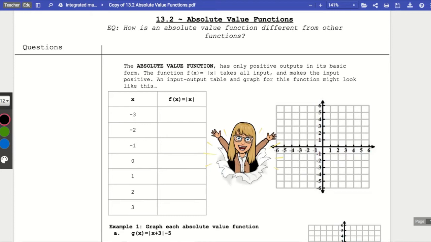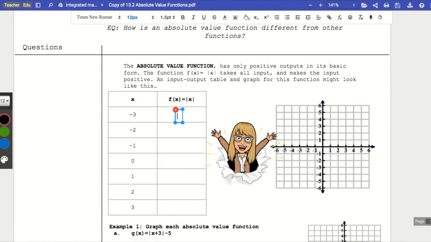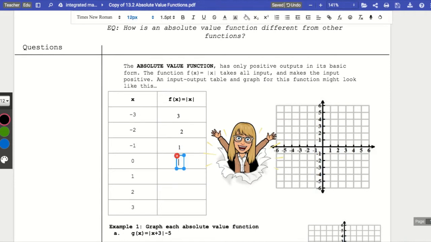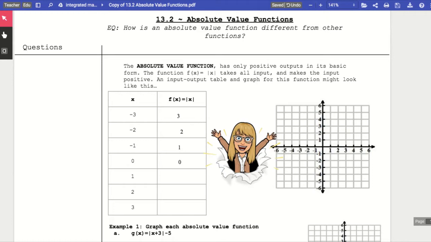Absolute value of -3, if I'm creating my input-output table so I can graph my points, well, the absolute value of -3 is 3, because it's 3 units away from 0. Absolute value of -2 is 2. Absolute value of -1 is 1. Absolute value of 0 is 0. And then absolute value of 1 is 1. So you see I'm having a pattern.